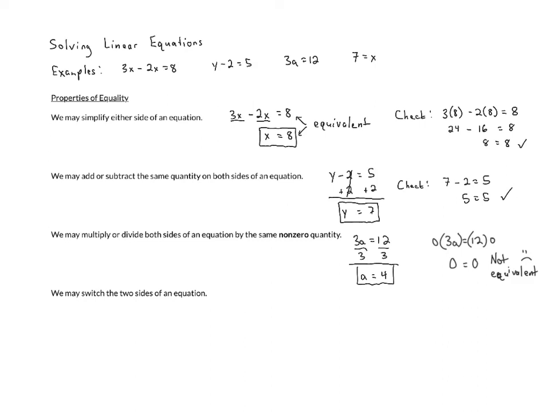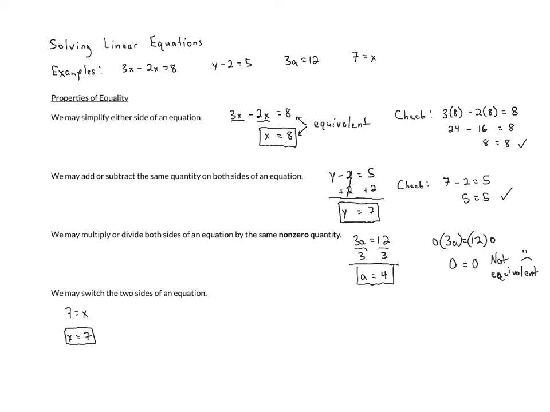And then lastly, we have a rule that says we may switch the two sides of an equation. For example, if we have 7 equals x, we can switch these two sides and rewrite it as x equals 7. Now, you don't have to do that. You're allowed to leave the variable on the right-hand side. That's perfectly fine.